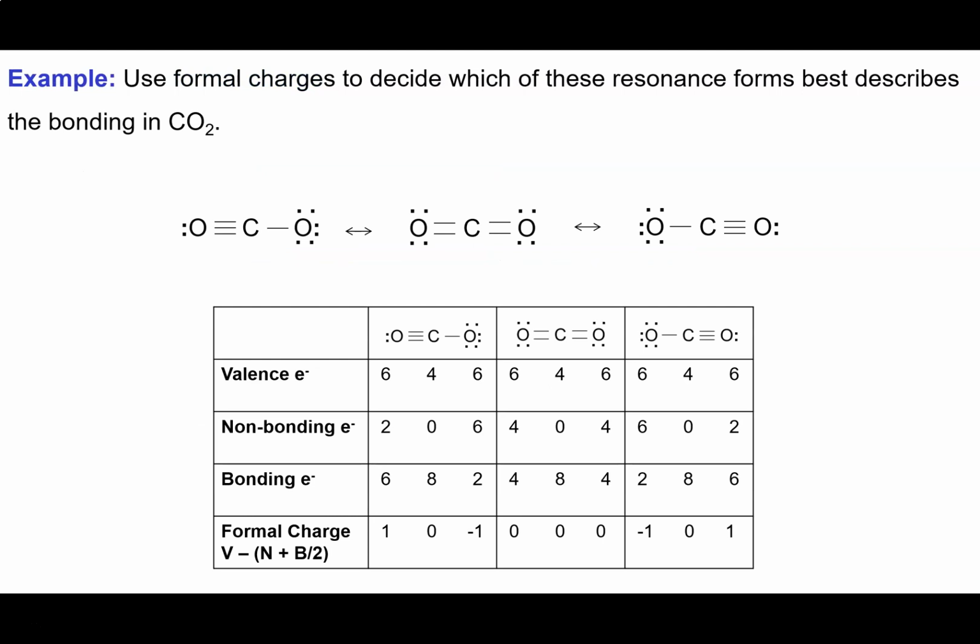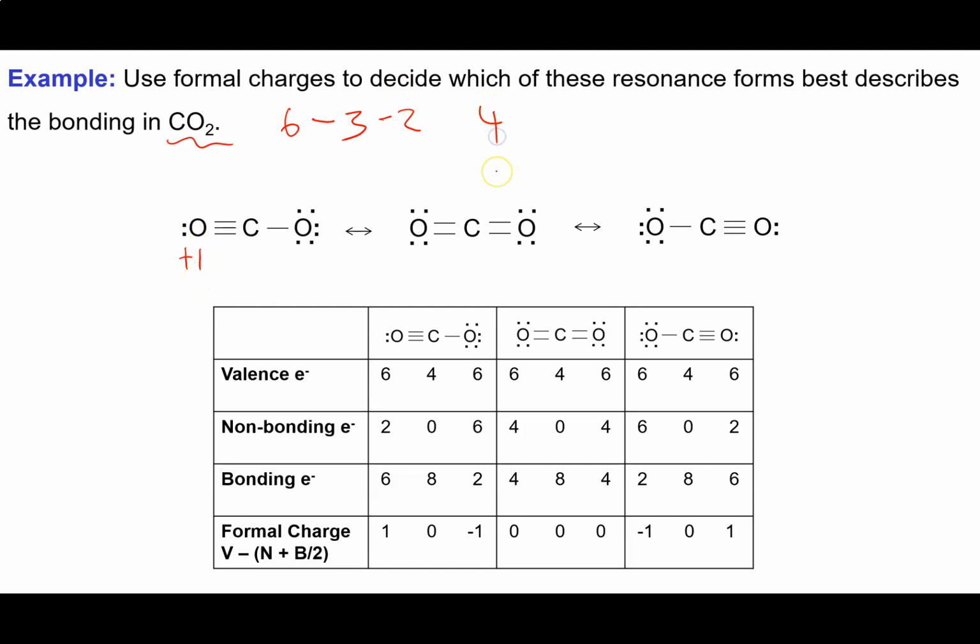So we already kind of know the answer to this one because we drew it correctly right from the beginning, but this question is asking to use formal charges to decide which of these resonance forms best describes the bonding in carbon dioxide. So we've got one here with 3 bonds to this oxygen and only 1 bond to that one. So let's do the formal charges. It's going to be 6 because oxygen is in group 6, minus the bonding electrons, 1, 2, 3, minus non-bonding electrons, 2. So that's going to be +1.